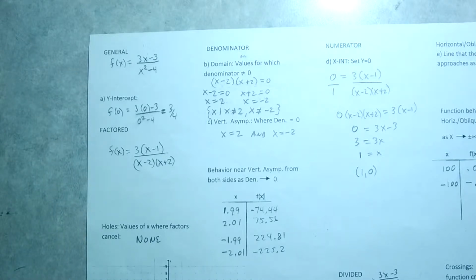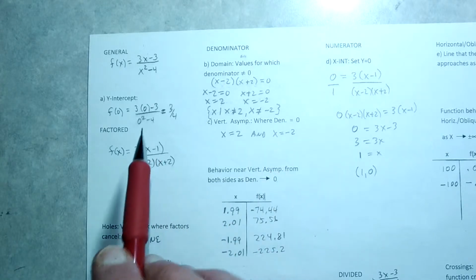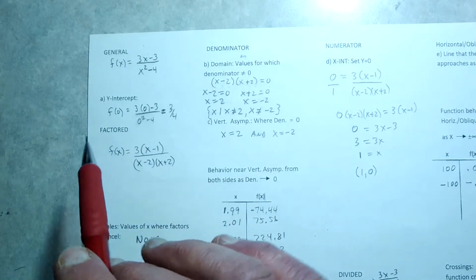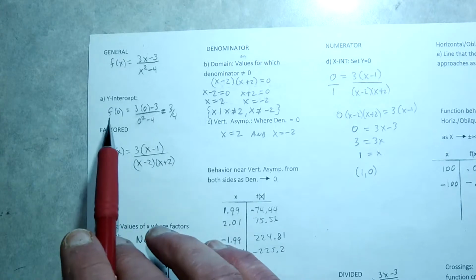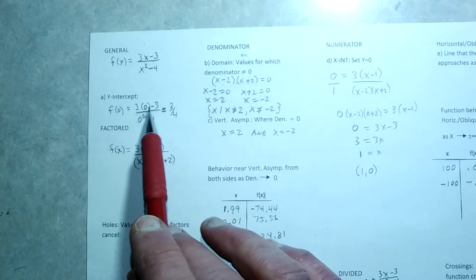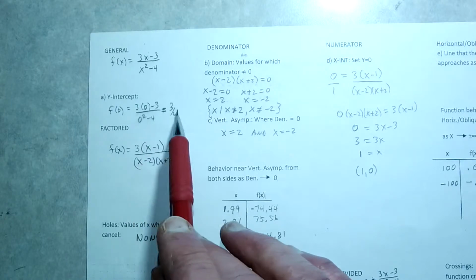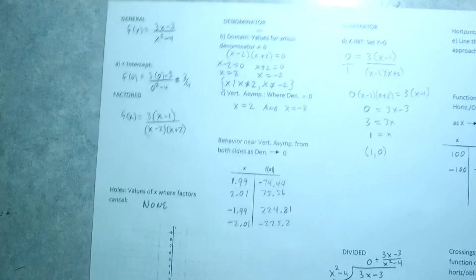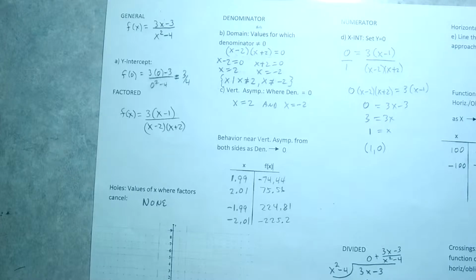So the first thing is finding the y-intercept, and of course we always find y-intercepts by letting x be 0. When I put 0 in here and here, I'll just get -3 over -4, or 3/4, and we have our first point. It is right here, 3/4 of the way up on the y-axis.